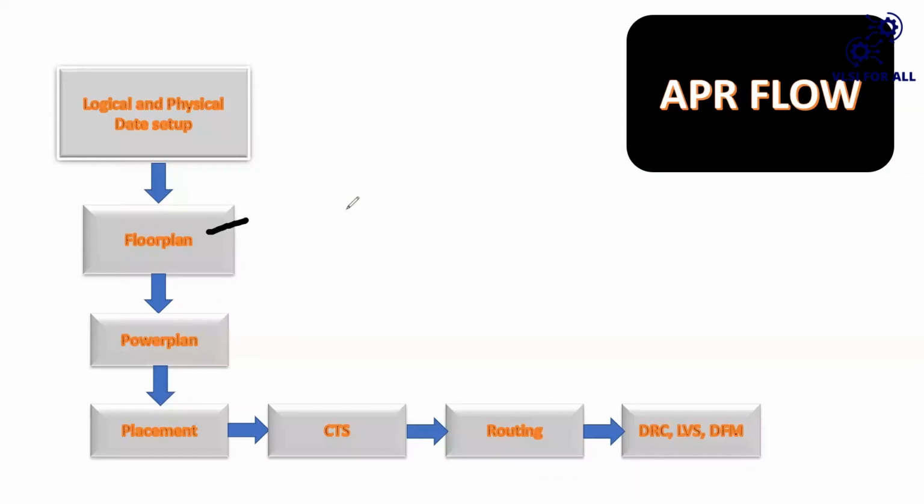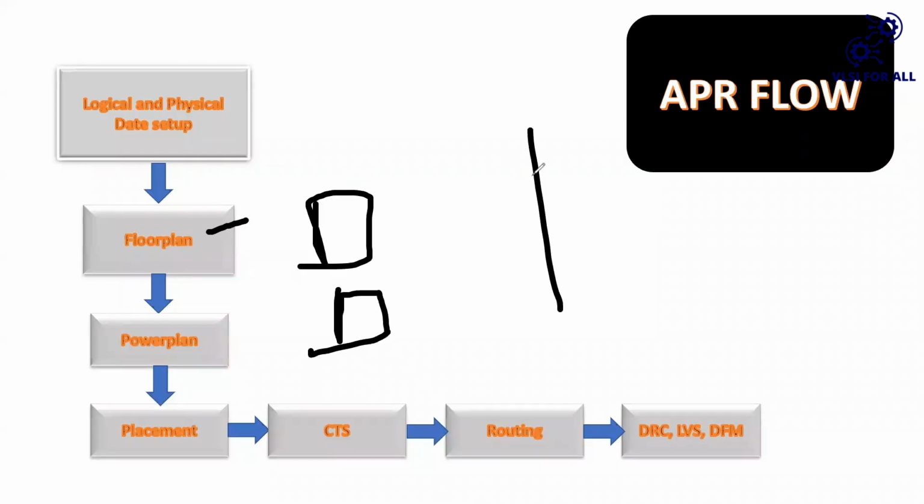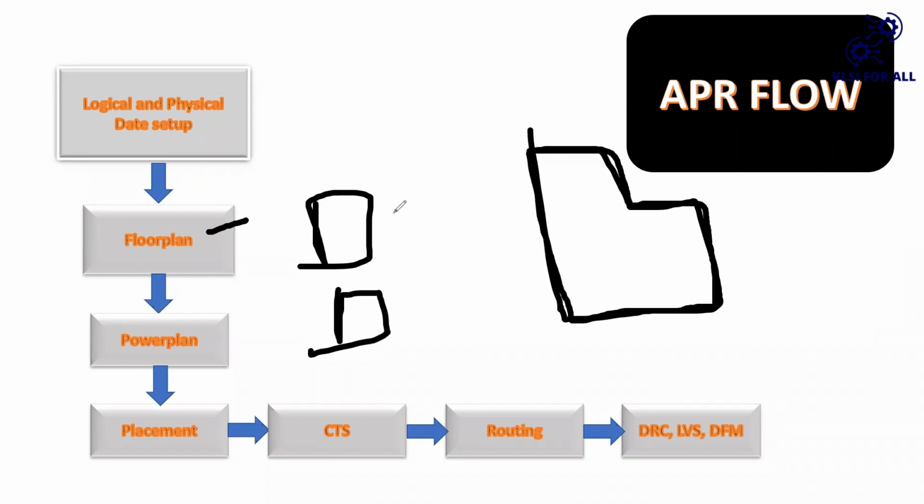So, at floor plan, what will we do? There will be a bunch of macros sitting outside the boundary. It can be rectilinear or it can be a rectangle. So, this is the core boundary. It can be any shape. Not quite any shape, it has a particular shape with respect to the top level block. I am considering only one block here.